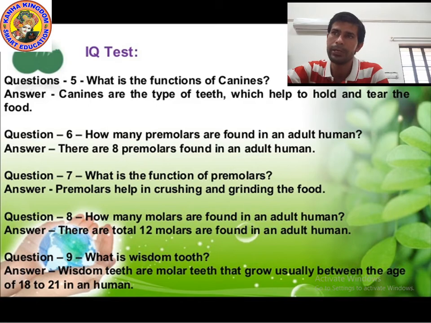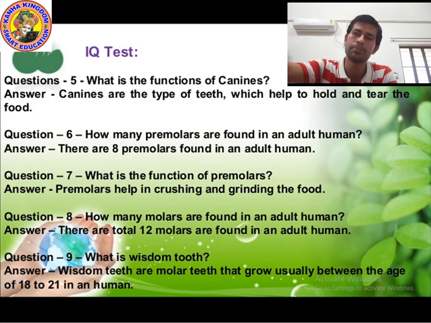Question number 9. What are wisdom teeth? Wisdom teeth are actually molar teeth. Remember, they usually grow between the ages of 18 to 21. We know that there are 4 wisdom teeth, and if we include wisdom teeth in molar teeth, then the total is 12. There are a total of 12 molar teeth, including wisdom teeth. Now let's move on to the next point.